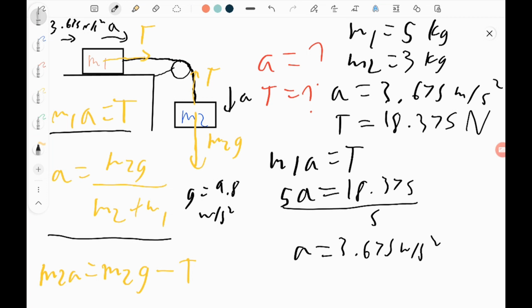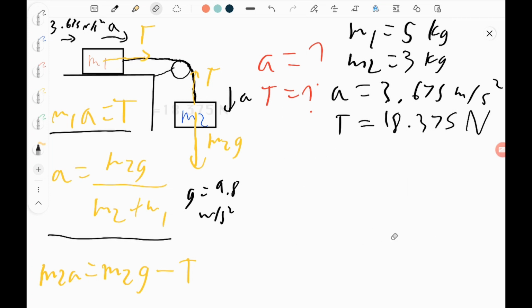Now, what about for block 2? Let's see if the tension works for that problem too. So let's see what acceleration we get. Now, what will happen with block 2 is we have two forces that act on it this time. So we have a tension of 18.375 newtons, and our M2G is equal to, we're going to calculate that in a sec. That's going to be equal to 3 times 9.8 meters per second squared, which is about 29.4 newtons.